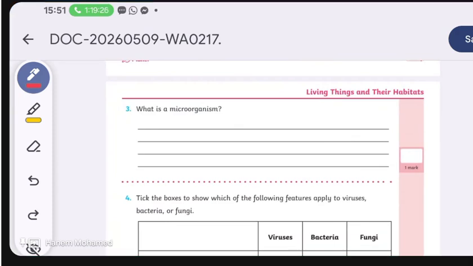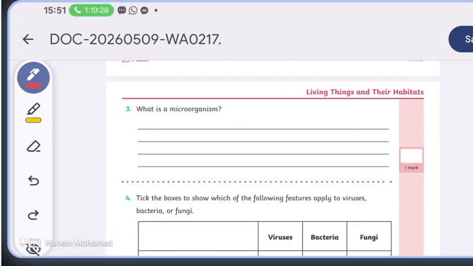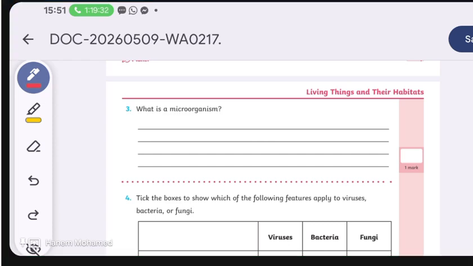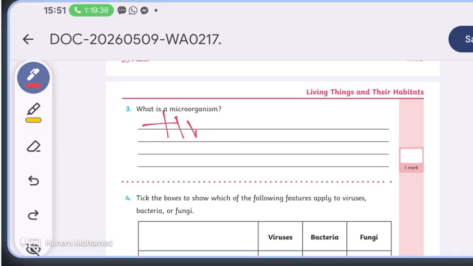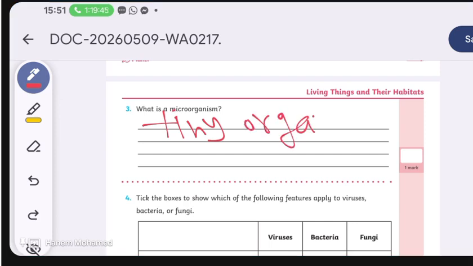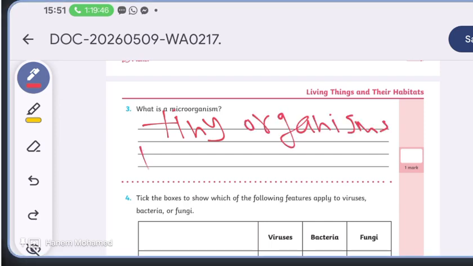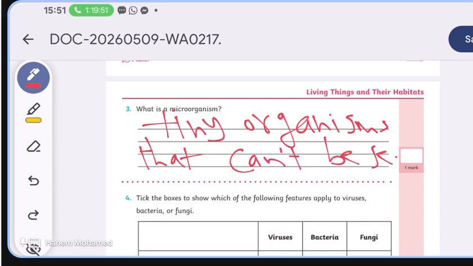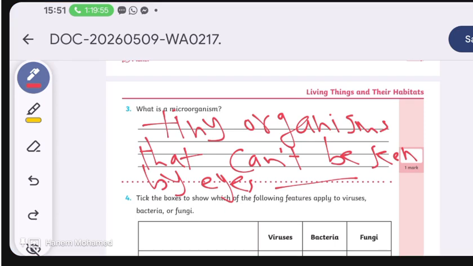So the next. Farida, what is a microorganism? A microorganism is a tiny organism. Tiny organism. Can we see it with our own eyes, or do we need to use a microscope? Microscope. Tiny organisms that cannot be seen by naked eyes. We need a microscope. You can complete it. Thank you.